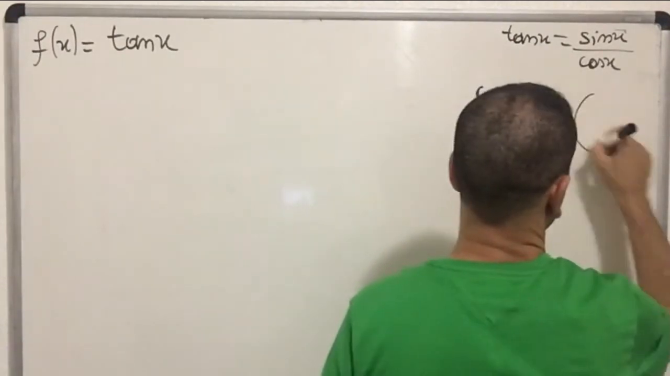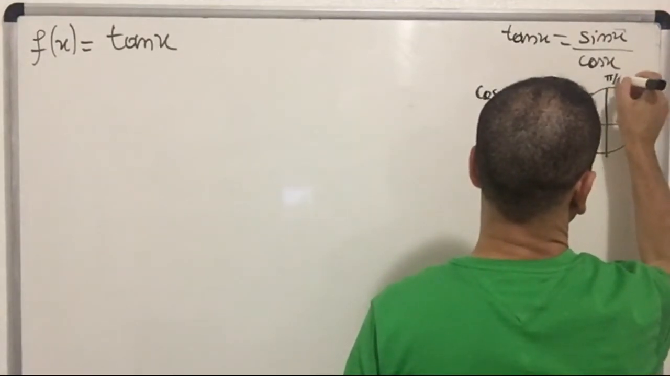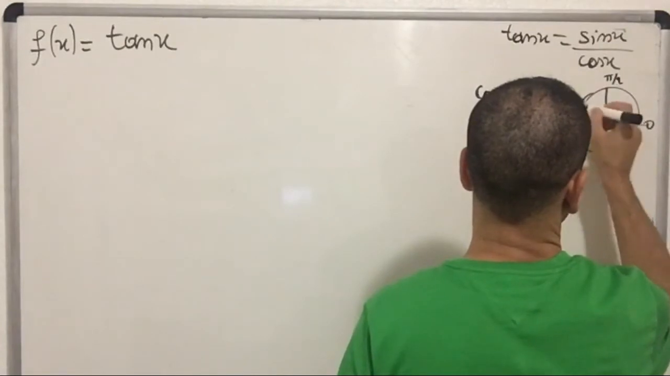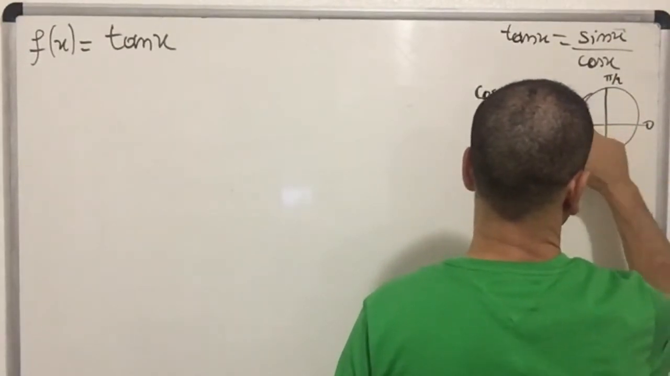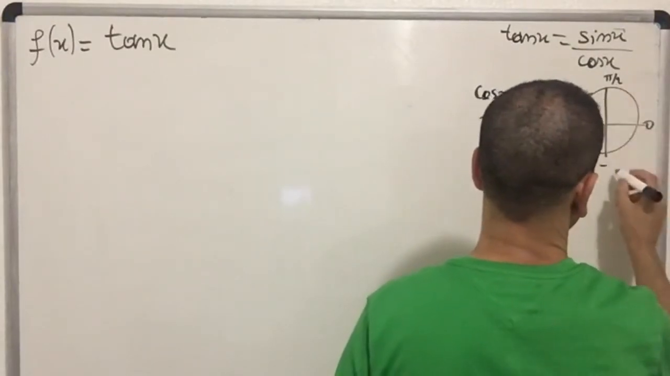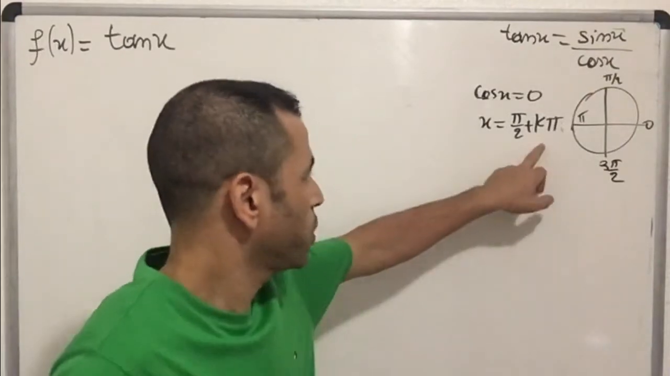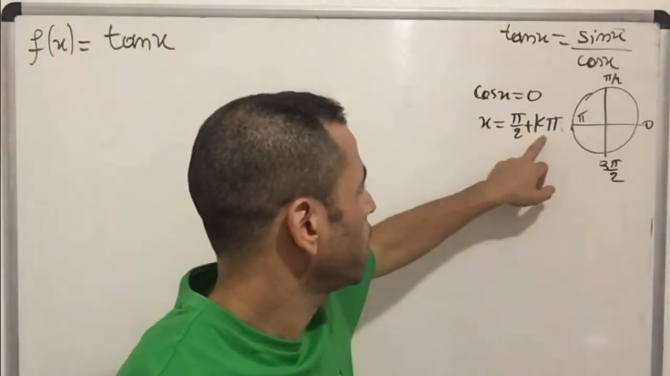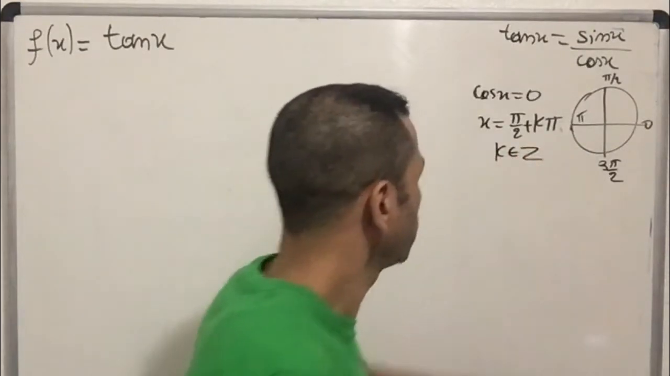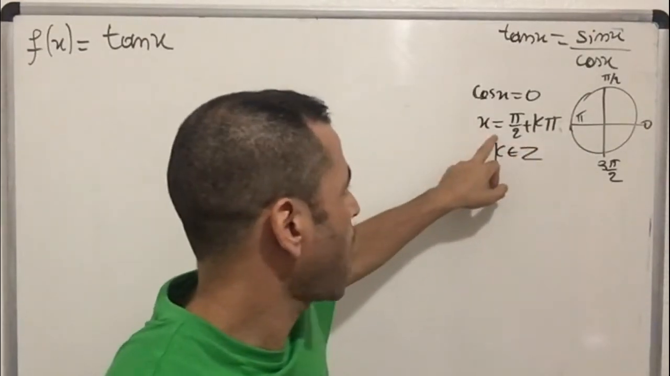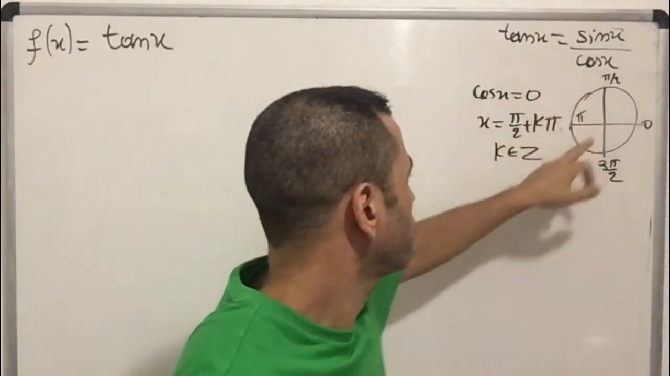okay? If I'm going to the unit circle here, we have 0, pi over 2, pi, this is pi, this is 3 pi over 2, okay? Let's put k, this is k is an integer. If k equal to 0, we'll have x equal to pi over 2, which is not allowed to put.